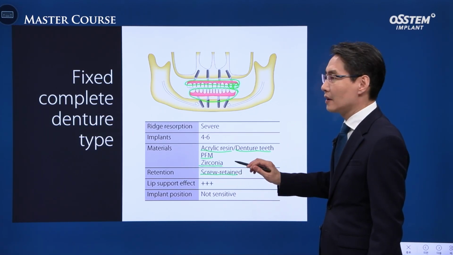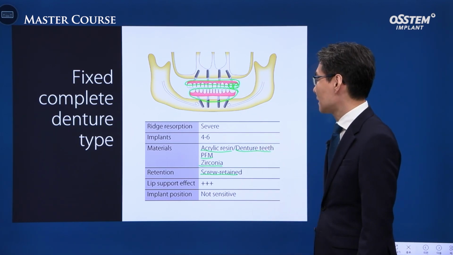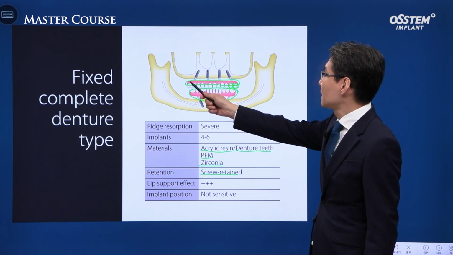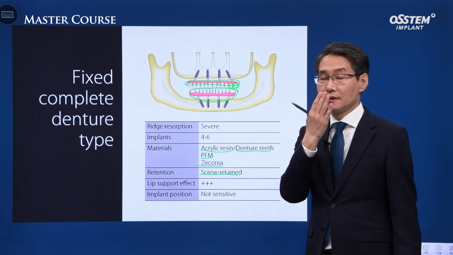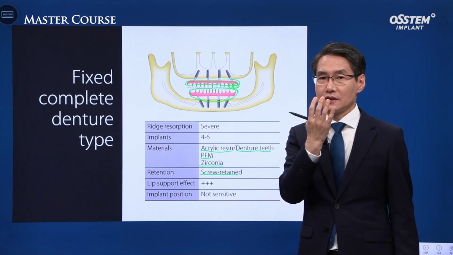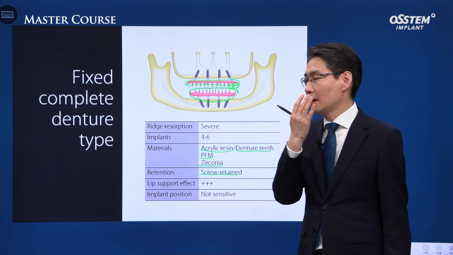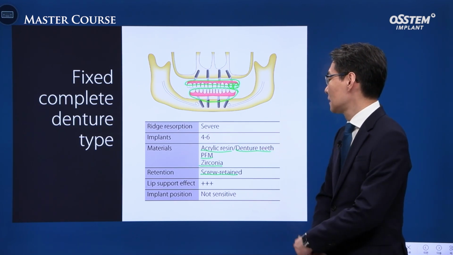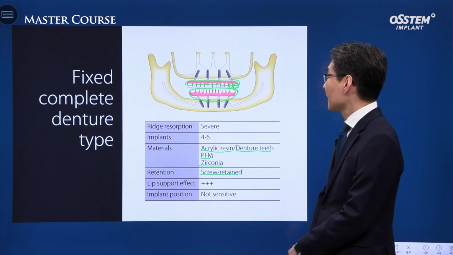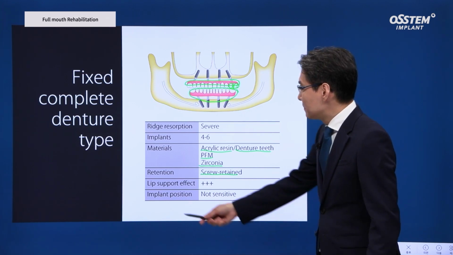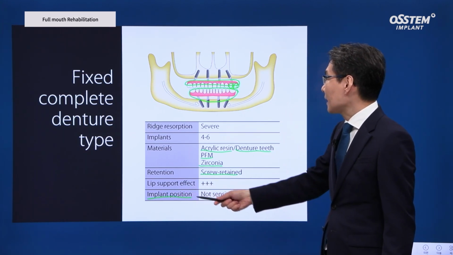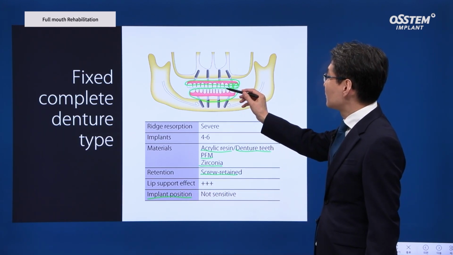Retention type. You can either use a screw retained type or if necessary, cement retained type can be used as well. The pink porcelain portion provides lip support so you get more volume, and in terms of patient's profile, it is much more favorable. Another interesting thing is the implant position.